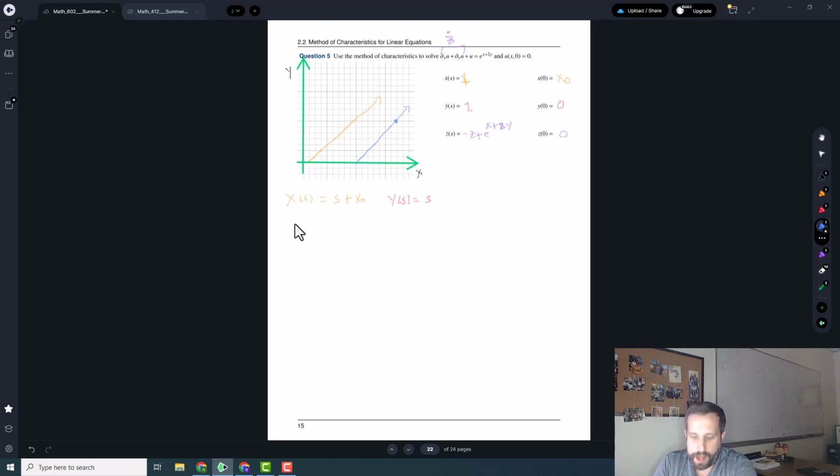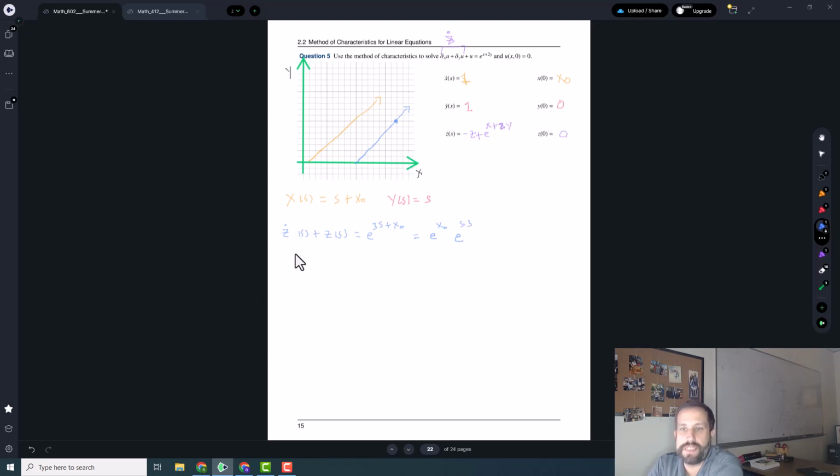But I know what x and y are now, so I can write this as z dot of s plus z of s is equal to e to the x plus 2y. Okay, so x is s plus x naught, y is s. So x plus 2y gives me 3s plus x naught. I think it's easier to see what's going on if I write this as e to the x naught, e to the 3s.